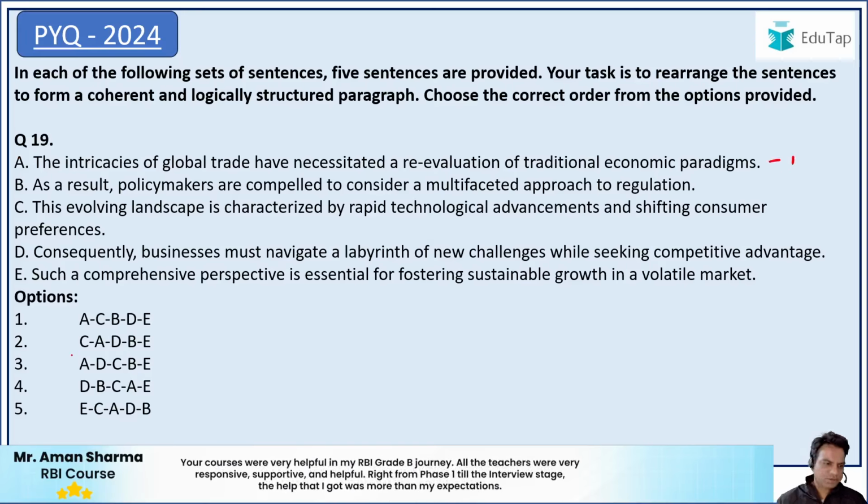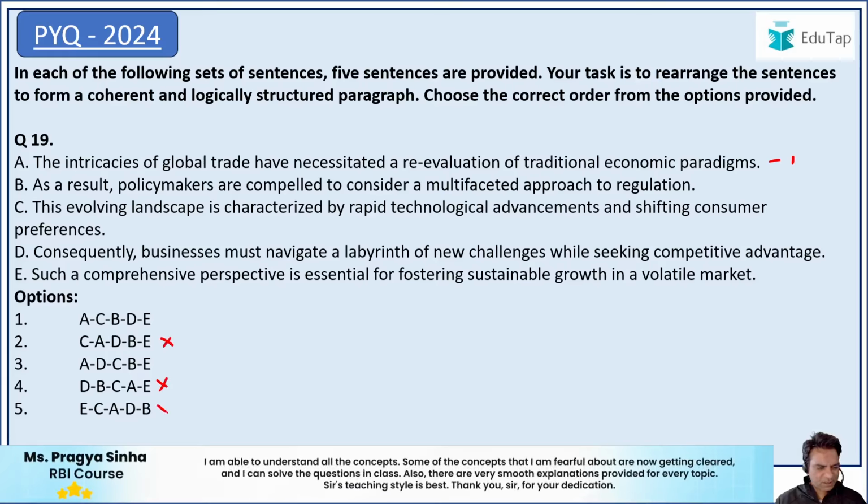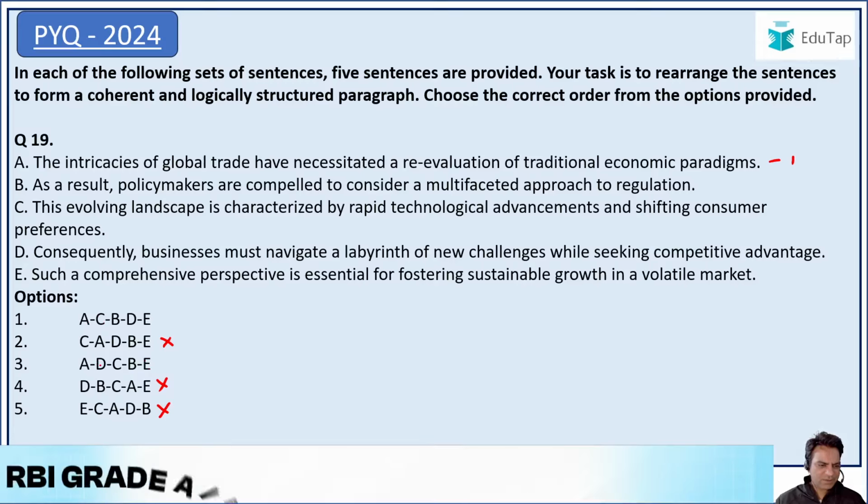So now look at the options, guys. How many options are there with sentence A? You can eliminate clearly options 2, 4 and 5. Only 1 and 3 stay. So A, C, B, D, E or A, D, C, B, E. So let's see if A can be followed by C or A is followed by D.